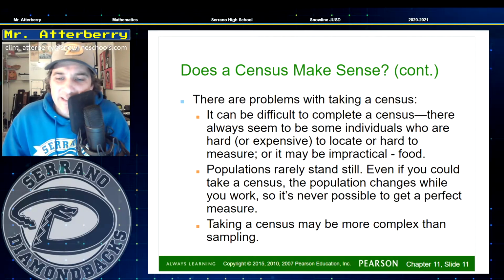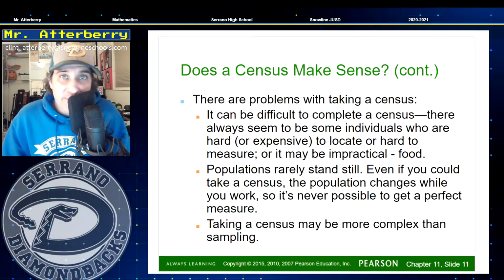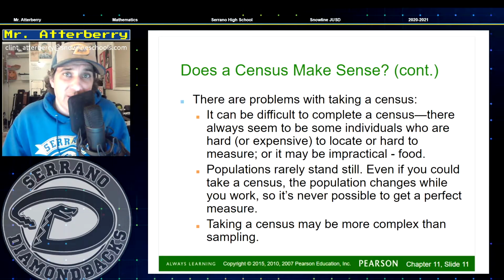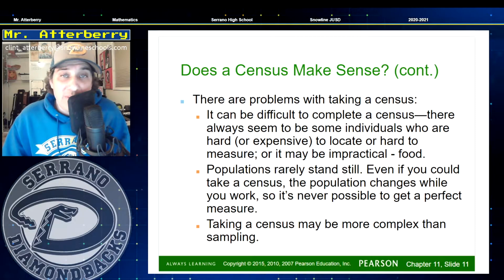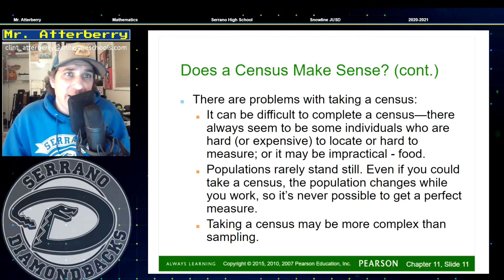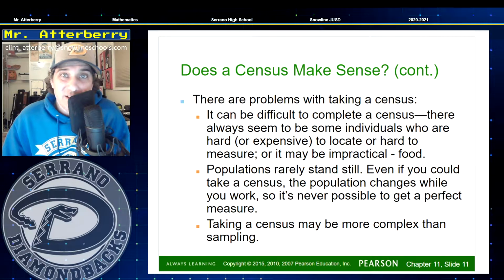Even if you could take a census, the population changes while you work. So it's never possible to get a perfect measure. So for example, if you give everyone a month or two to talk about the family size, right, how many people live in the household, there may be people that move out. There may be new babies that are born. There may be people that pass away. Okay, so it's never going to be perfect. So you have to kind of take it as you get it. Taking a census may be more complex than actually just doing a sample.